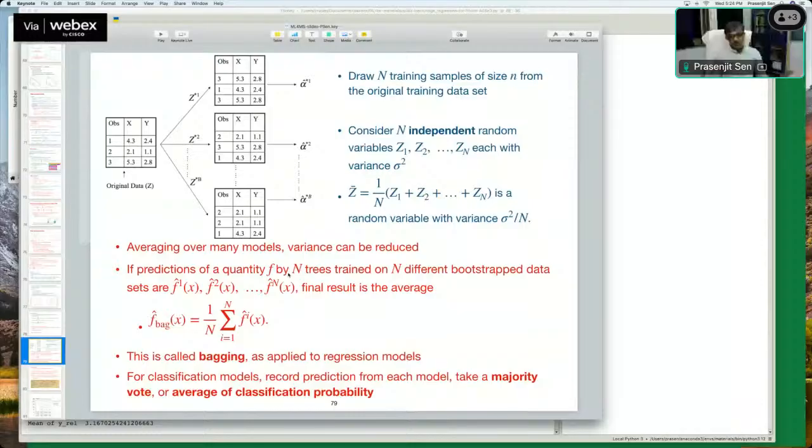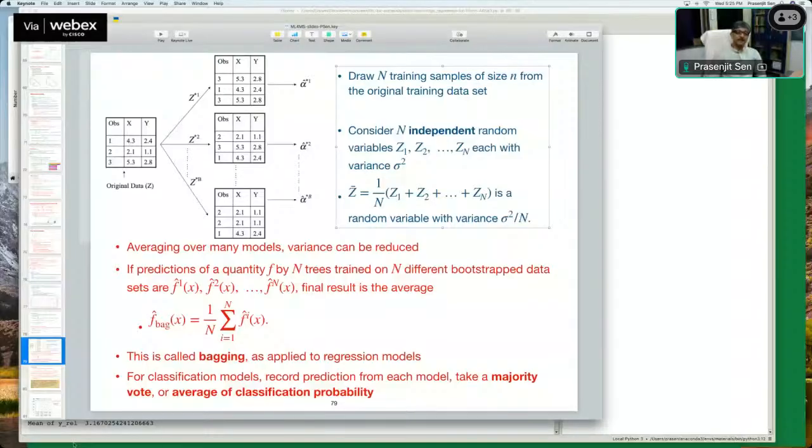So therefore, they'll be very correlated, they will be very similar to each other, and their predictions would also be correlated. So the condition that we said here, that variance goes down by a factor of n if the random variables are independent, that independence condition will not be satisfied. The random outcomes, the random predictions would be correlated, and you will not have the level of reduction in variance that you would like to have.